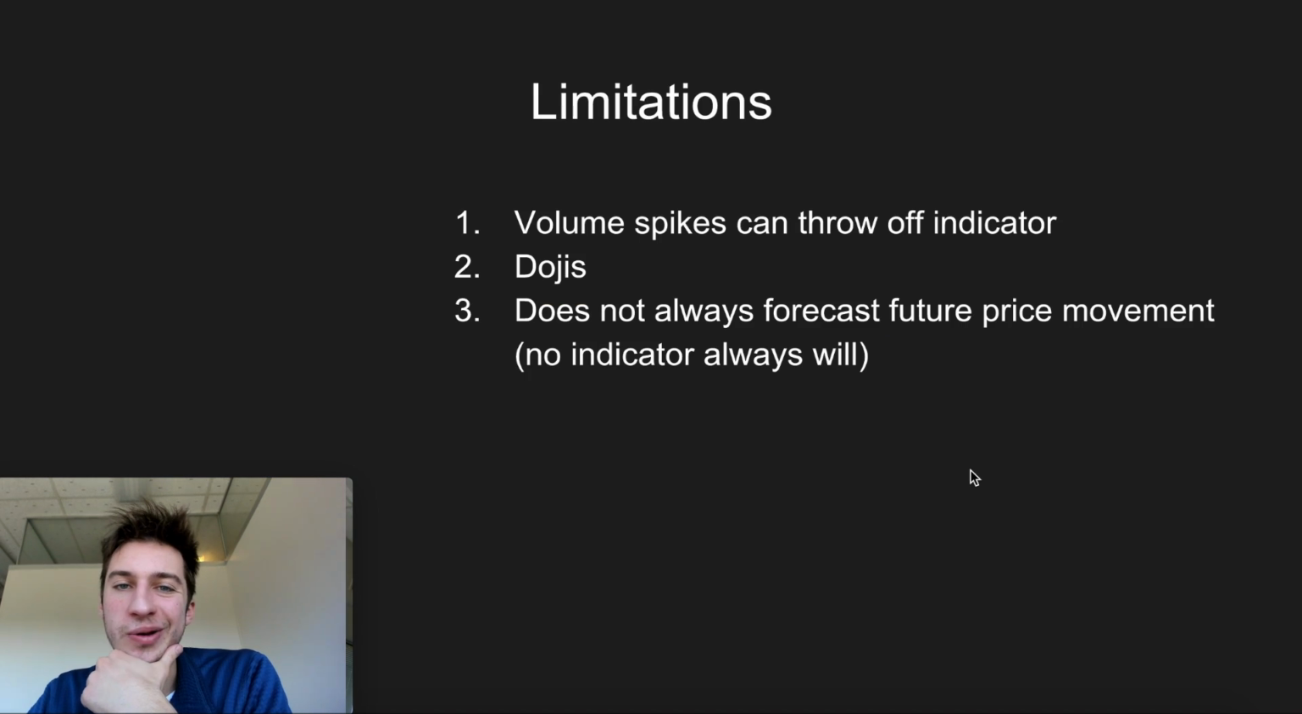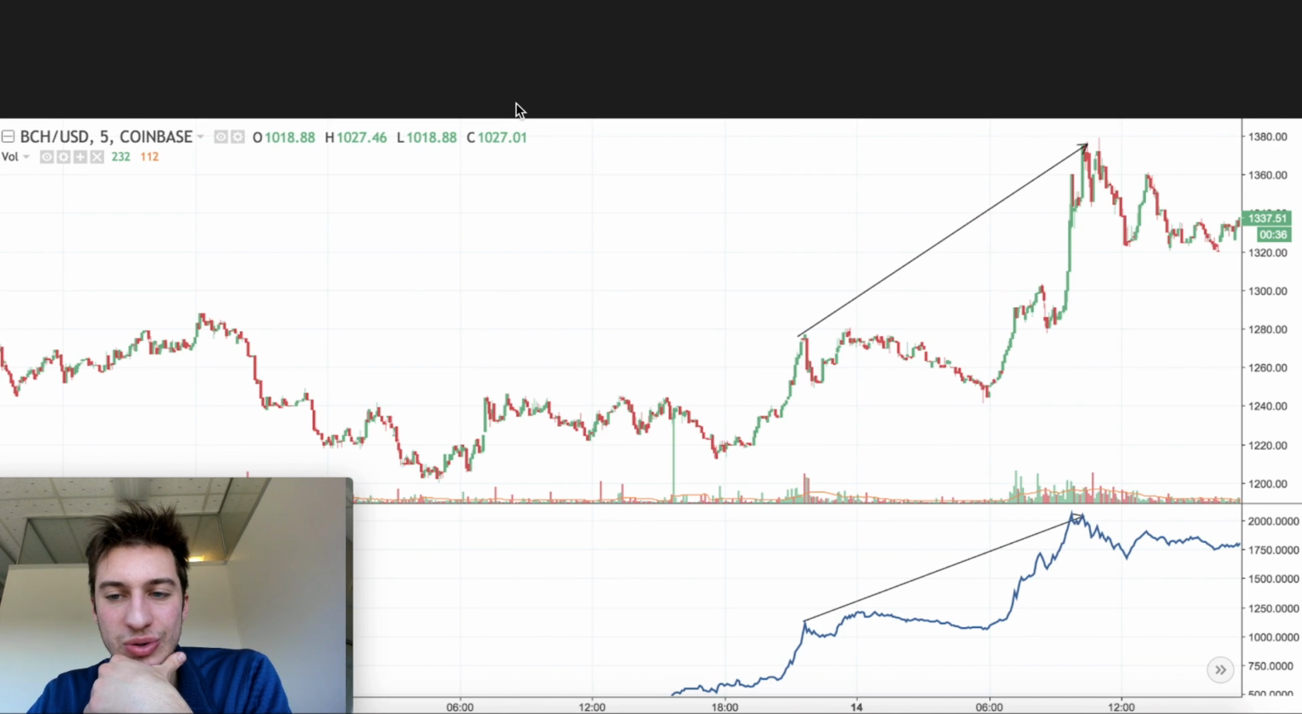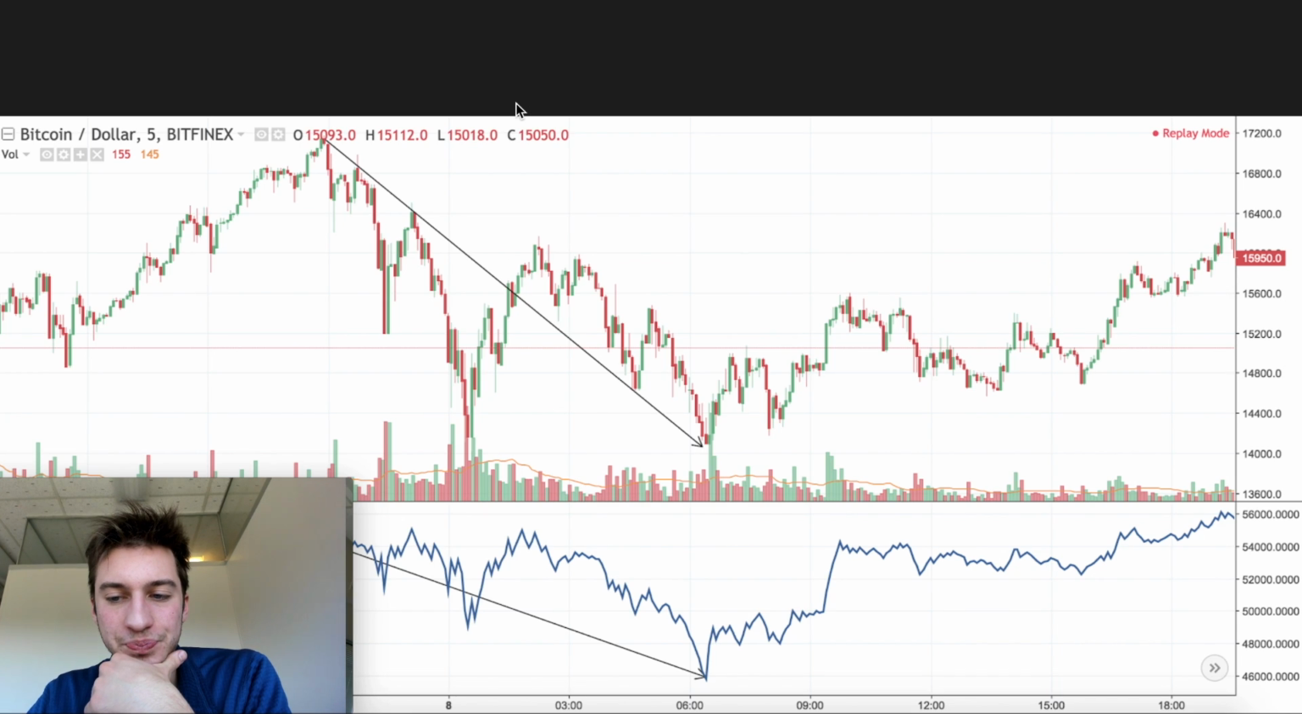I can't just talk about an indicator without talking about its drawbacks and how to mitigate those drawbacks. So it has three main drawbacks from being very simple. Volume spikes can really throw it off. When OBV sees a significant volume spike, that's going to significantly change the values. And I can show some examples of that here.